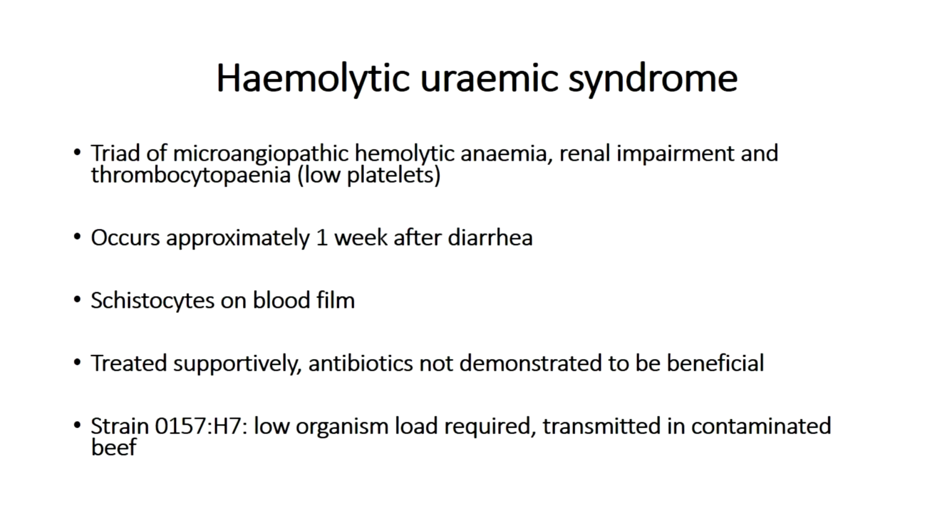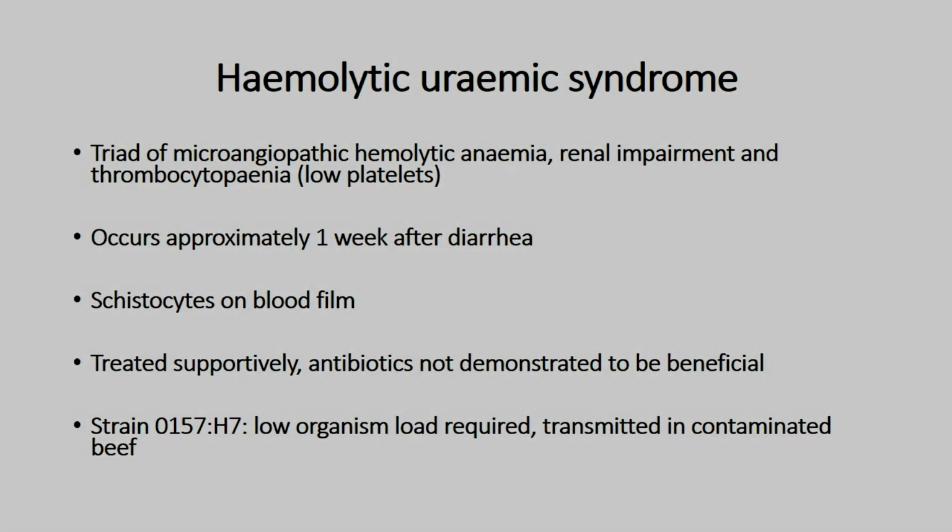A particular serotype of E. coli that is associated with these infections is the O157:H7 strain. Particularly in the United States, this strain was associated with a number of cases of bloody diarrhea.